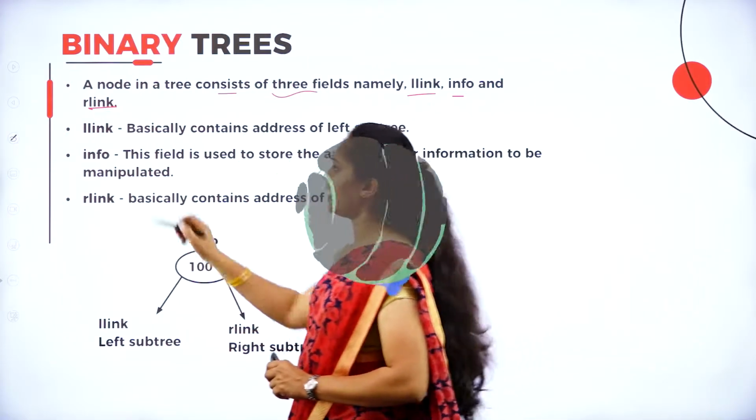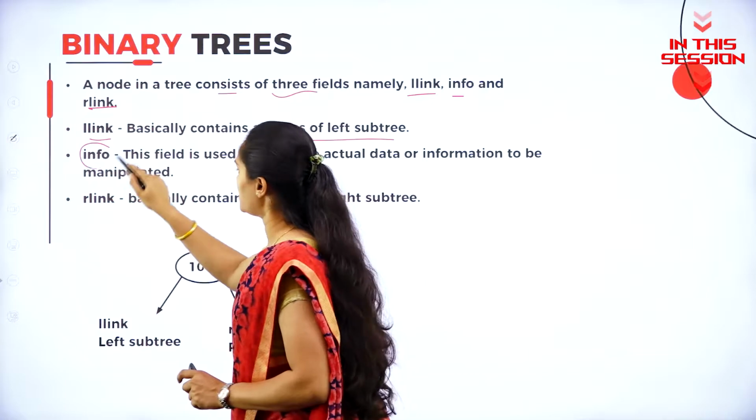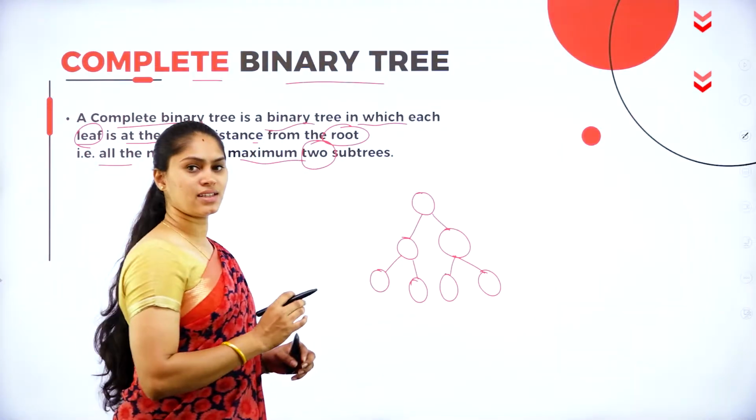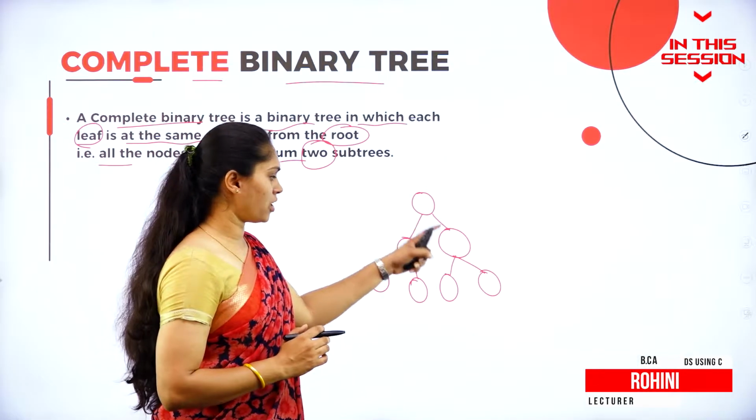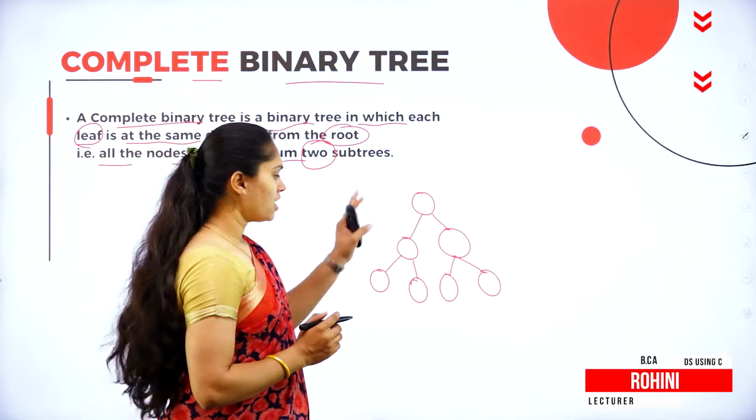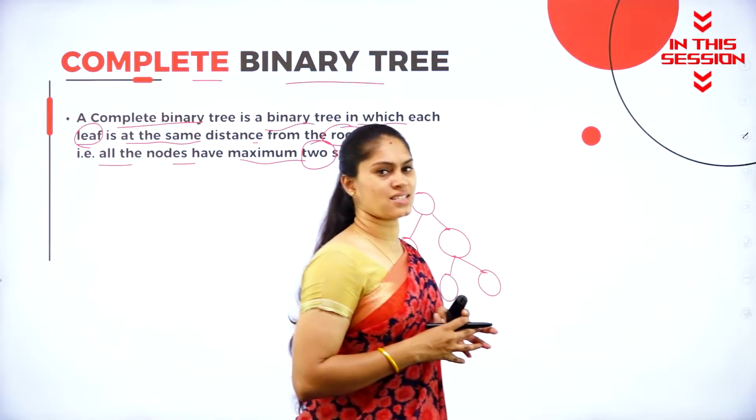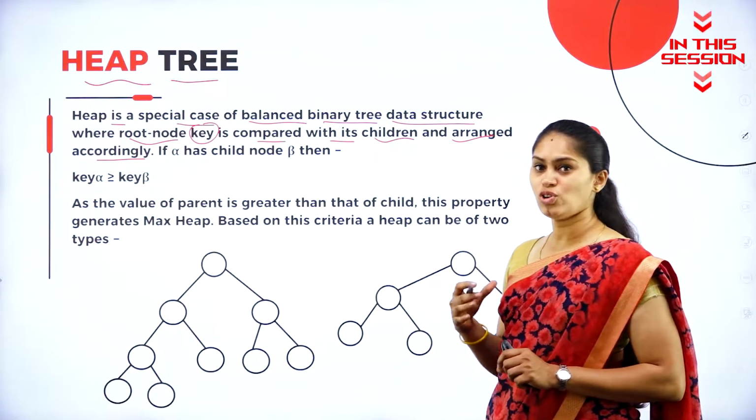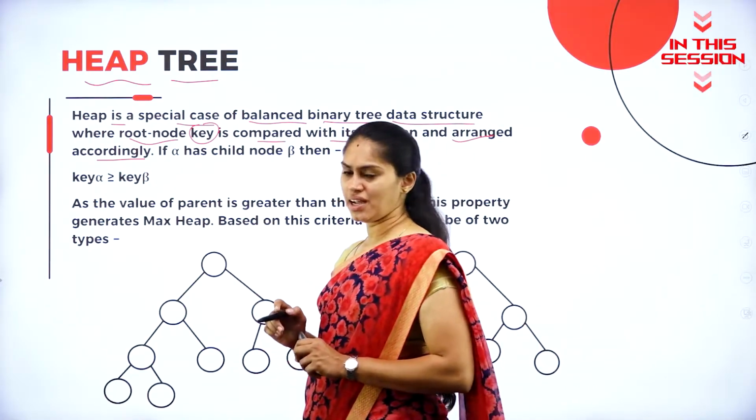So when it comes to the L link, it contains the address of the left subtree, and the info is the actual data storage place. If I consider the distance from the root node to this leaf node, and root node to this leaf node, and root node to this leaf node, the distance is the same. Then we can say this kind of tree is a complete binary tree. We are making a comparison of a root node with its child node or children nodes, and then we are making its arrangement.